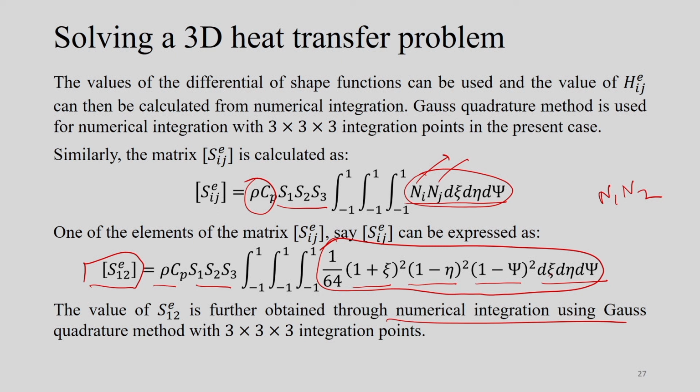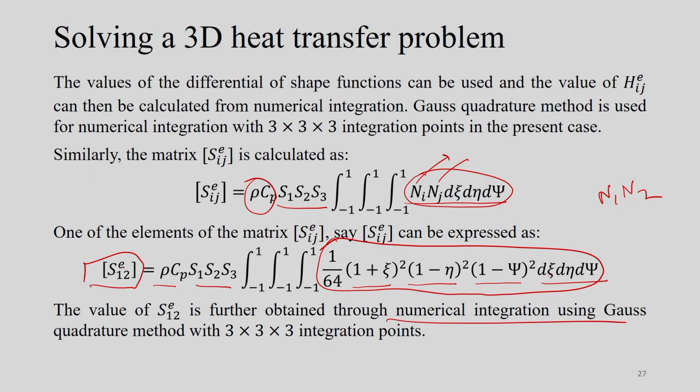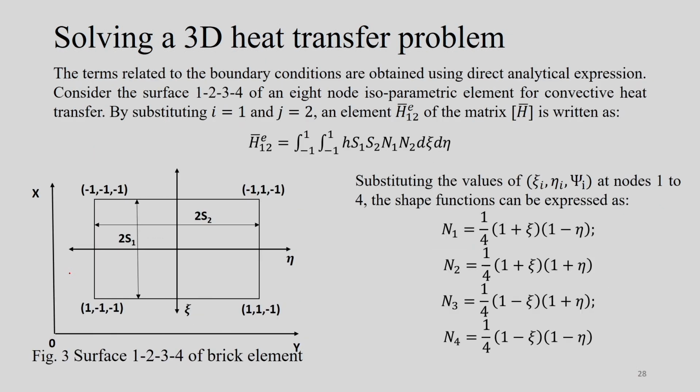We are not discussing how to do the numerical integration here, that is available in standard numerical techniques books, and the standard values are also available. If you follow the Gauss quadrature rule, how many points you are considering, and based on that, the weightage of each particular point, all this data is available in standard format. We can use this, and finally, doing the numerical integration, we will estimate the value of S12. Similarly, we can estimate all the terms in the matrix in the same way.